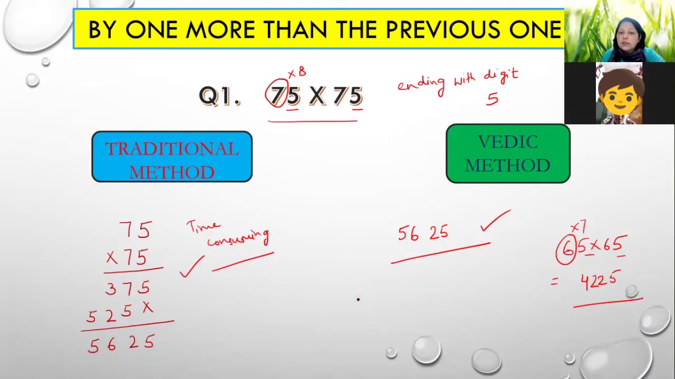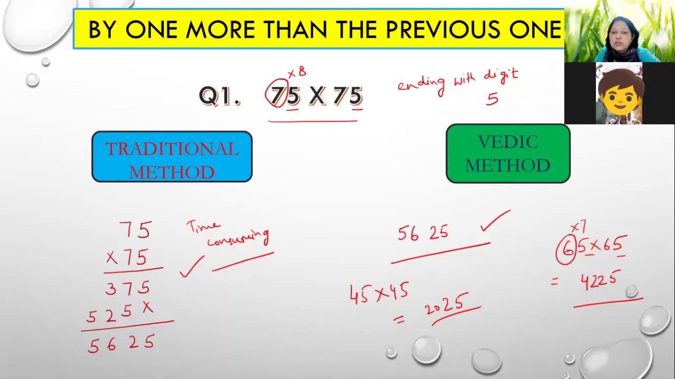Okay, one more example. 45 into 45. Give the answer quickly. 5 5 are 25. 4 5 are 20. Correct? So this was the first trick. So you can do the calculations. You can see it here. We will not apply time consuming methods now. We will apply the Vedic method. This is our Vedic method, by one more than the previous one. So we took one more than 7 and we multiplied, and we got the answer.